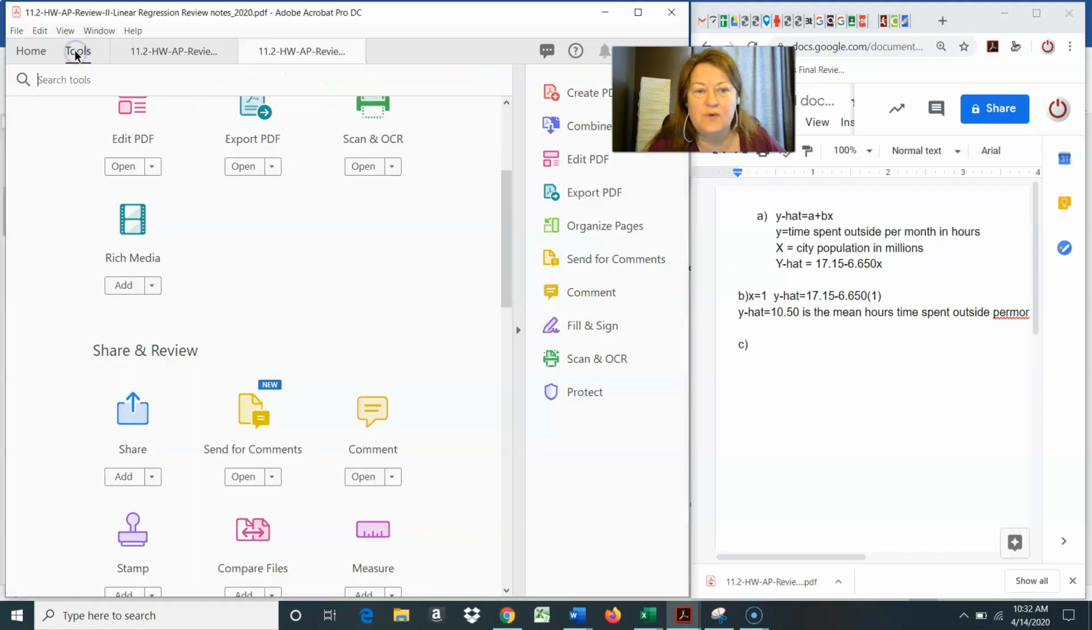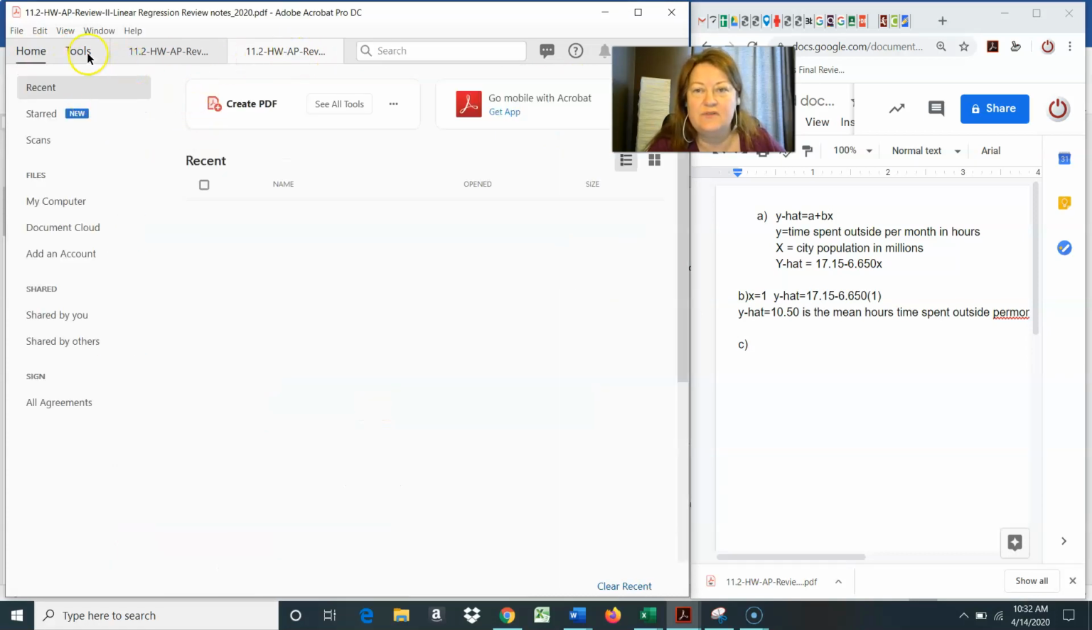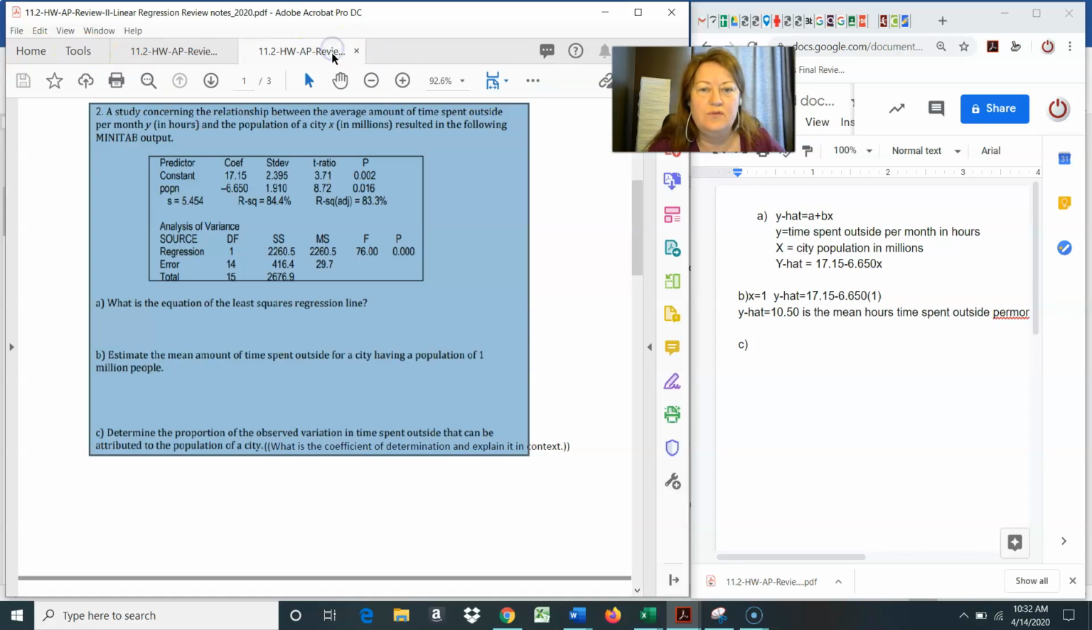So for this one, we are looking at the keywords of what they want from us. It says determine the proportion of the observed variation in the time that can be attributed to a population. So this is our R squared value. Basically, they're asking us to do R squared. R squared has a very specific formula sentence that we always do. So we're going to turn this into finding out what R squared is.